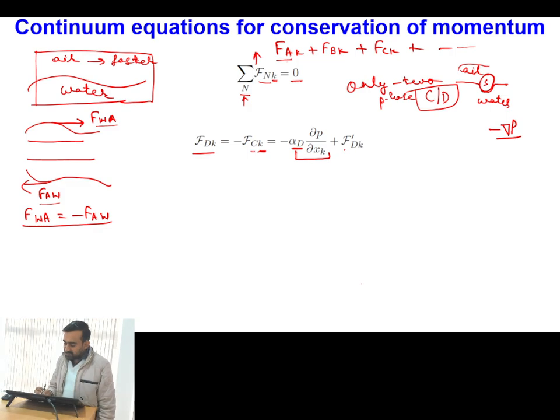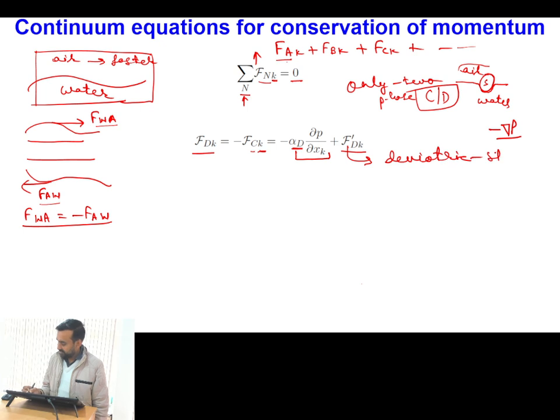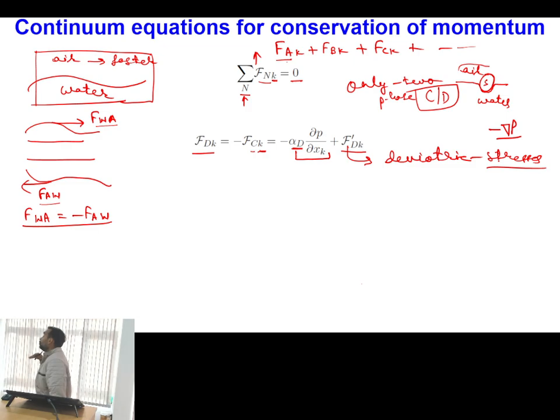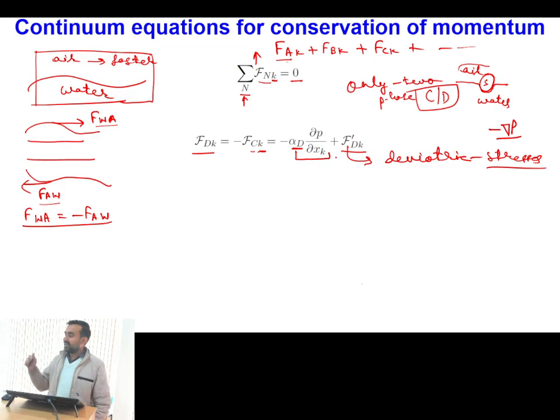And then I will have a second component f dash dk, and this component is because of the deviatoric stresses. So for estimating this component I should know the complete shear stress profile, then only I can estimate this particular component. All are clear with this point? So the interaction force, I have divided into two components.